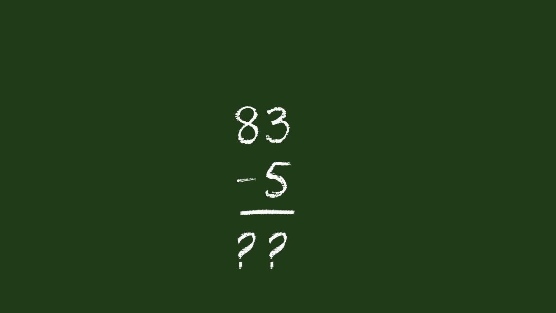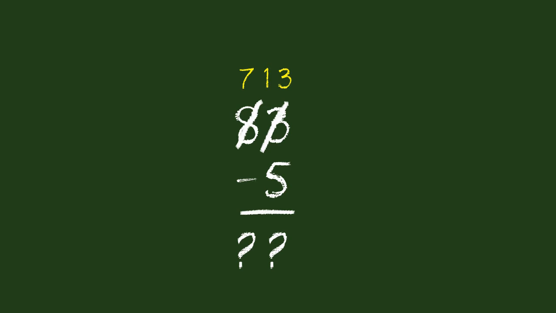Let's try another one. Let's try subtracting 83 minus 5. Again, we start by subtracting the numbers in the ones column, and here we are trying to subtract 5 from 3. Since 5 is larger than 3, we need to borrow from the 8 in the tens column. To do this, we cross out the 8 and put a 7 above the crossed out 8 to show we have borrowed 10 from the tens column. Now in your head, add this 10 we have borrowed to the 3 in the ones column to get 13. Put the 13 above the 3 in the ones column and cross out the 3.